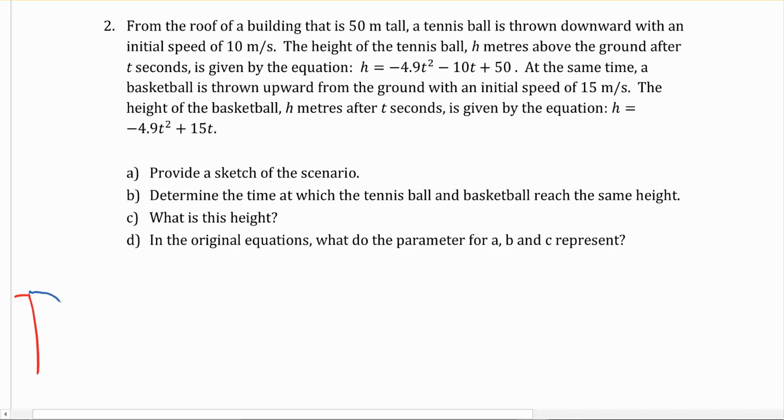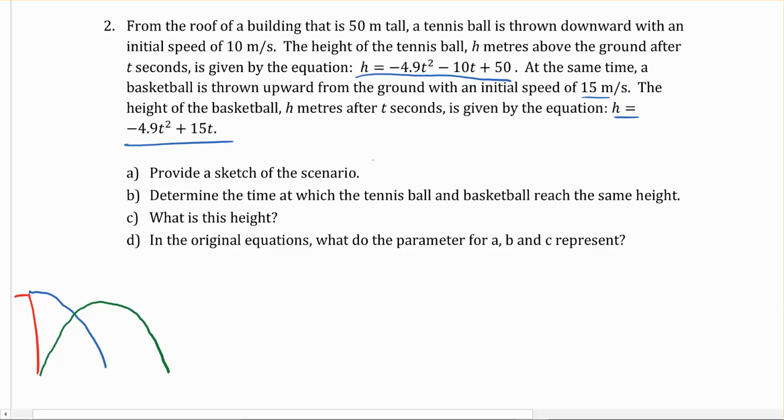So top of the building, they throw it down. A tennis ball is thrown downward with an initial speed of 10 meters per second. The height of the tennis ball, h meters above the ground after t seconds, is given by, so there's one of our equations. At the same time, a basketball is thrown upward from the ground with an initial speed of 15 meters per second. The height of the basketball is given by this equation. So there is our equation. So the basketball would look more like this. It's thrown up and then back down again.